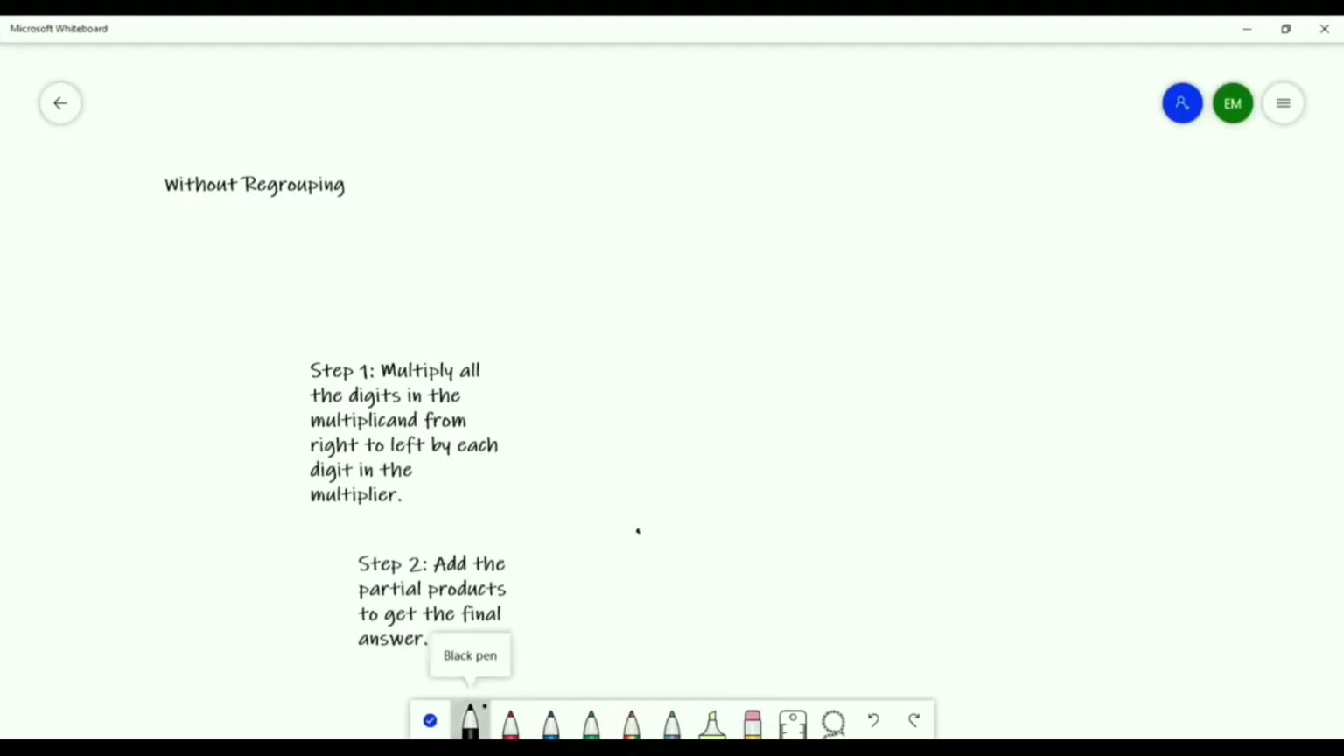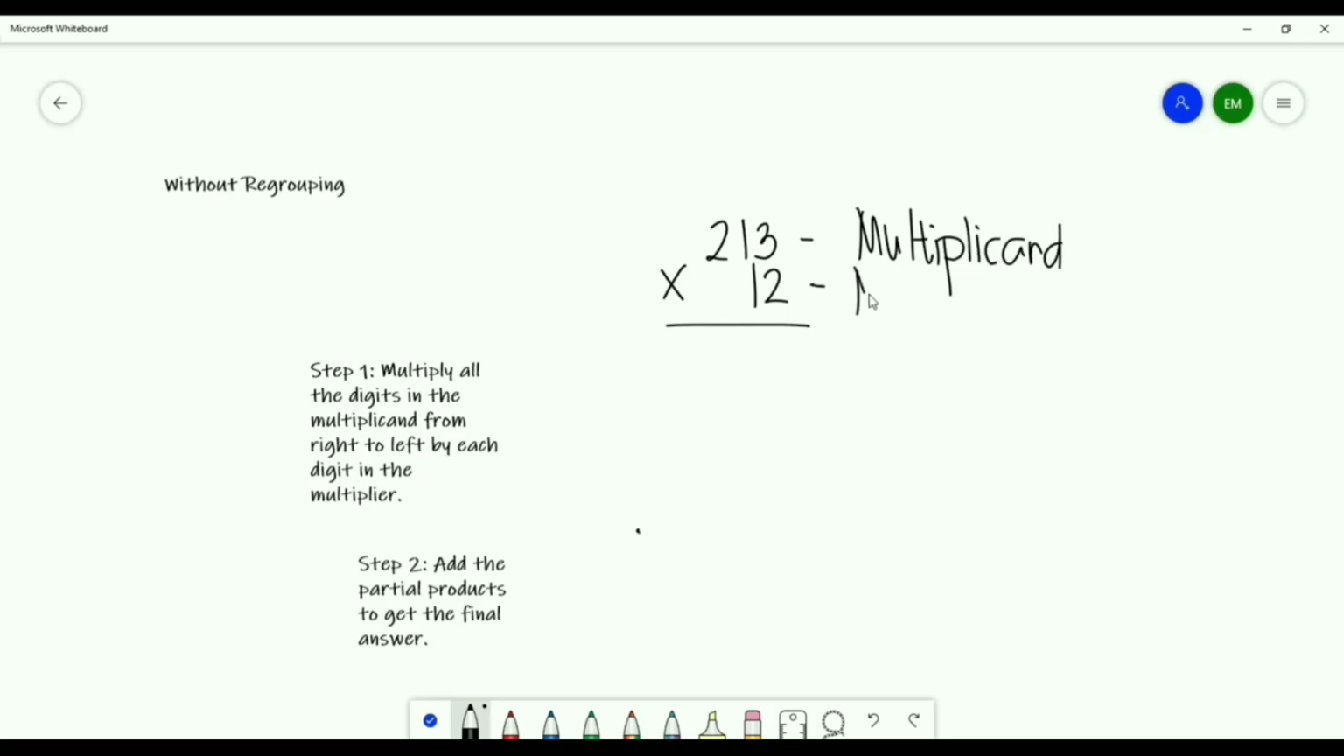Now we multiply the given numbers. So we have 213 and 12. We write it as 213 times 12. 213 is our multiplicand, while 12 is our multiplier. Step number 1, multiply all the digits in the multiplicand from right to left by each digit in the multiplier.